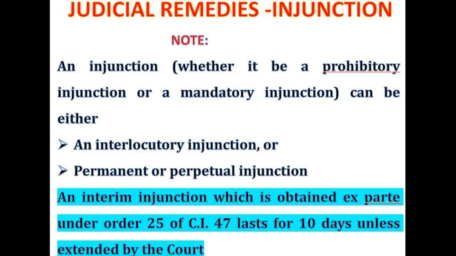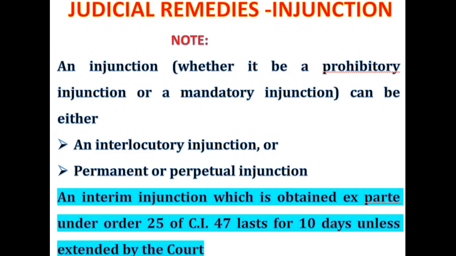Now, because of our fundamental principle in our legal system that every party must be given a right to be heard, we don't want people to be condemned by being injuncted when they've not even been heard at all. So when you go ex parte and obtain an interim injunction to maintain the status quo, that interim injunction, under our rules, is supposed to last for only 10 days under Order 25 of the High Court Civil Procedure Rules 2004, CI 47.